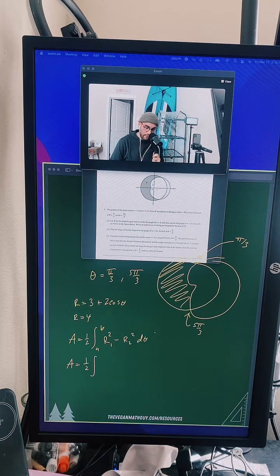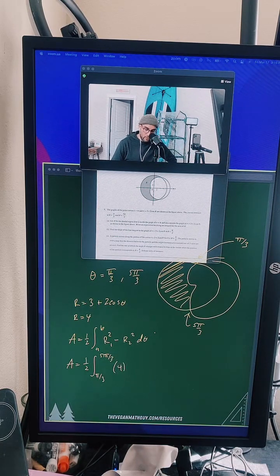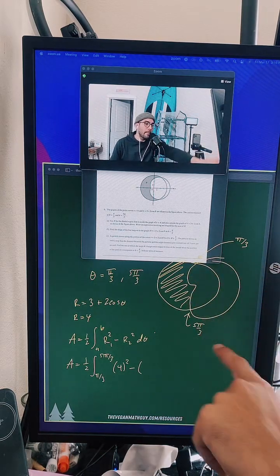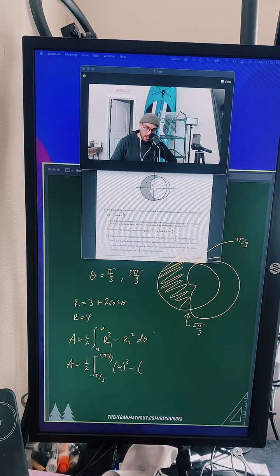1/2 integral from pi over 3 to 5 pi over 3, because those are where the coordinates are intersecting. And we have 4 squared minus, and now we're going to have the cardioid, the butt shape. So that's going to be the other equation. 3 plus 2 cosine theta squared d theta. The setting up part is actually really easy.